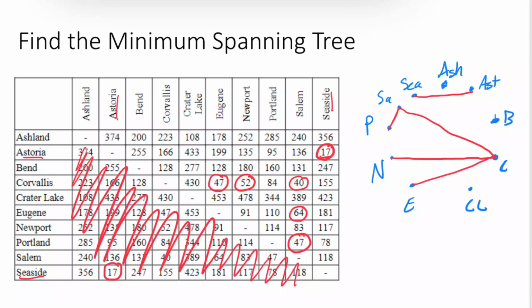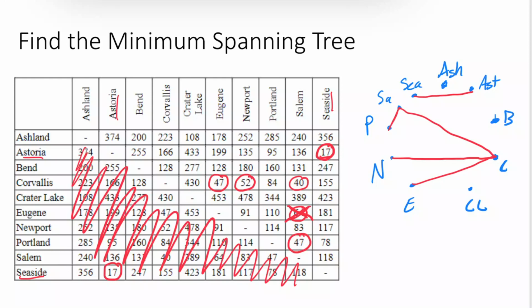And so 64 connects Salem and Eugene. But if I were to connect Salem and Eugene, that would create a circuit. So I'm actually not going to use that one. And I'm going to cross off the 64 because I don't want to use that one.